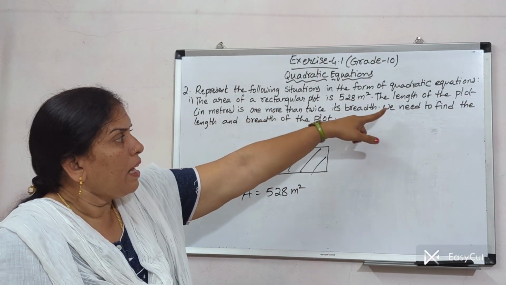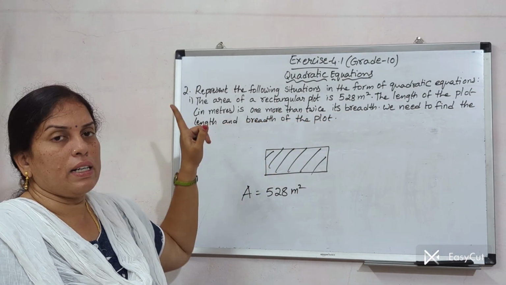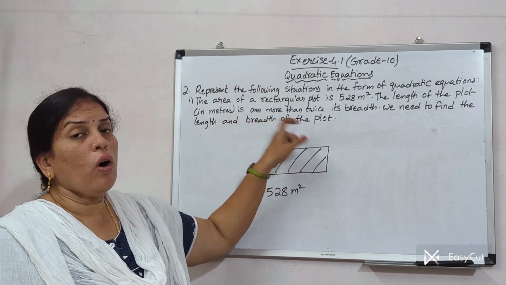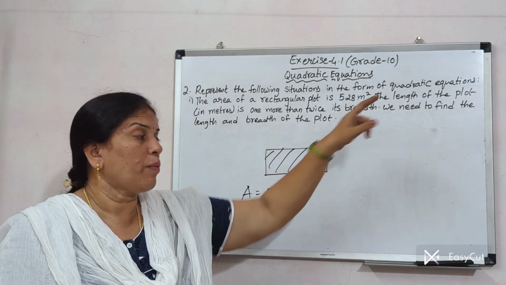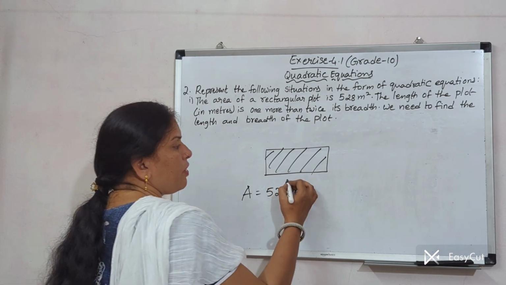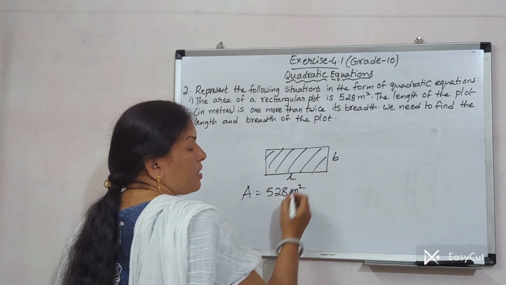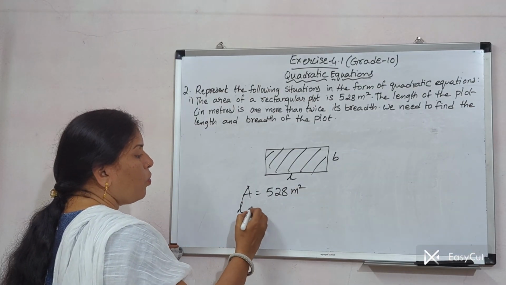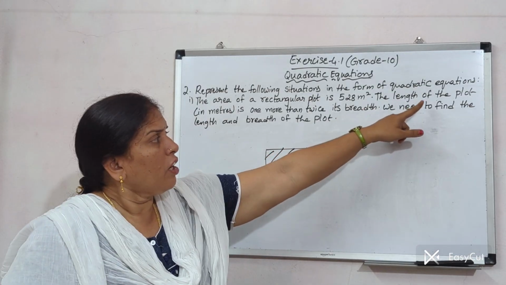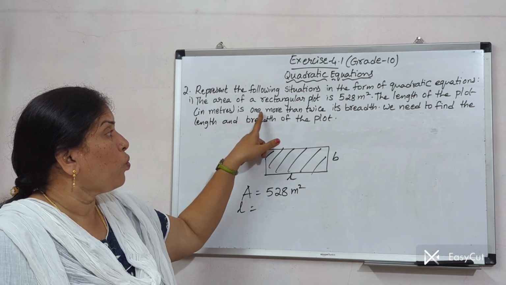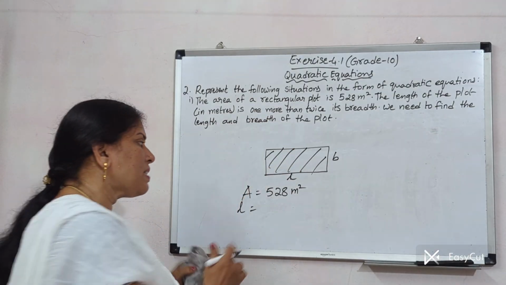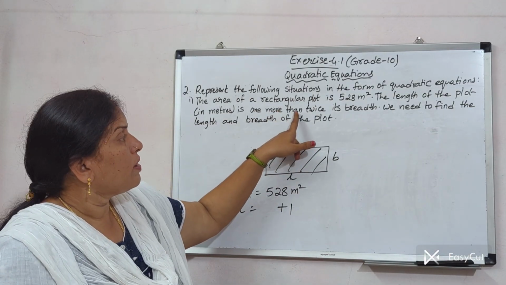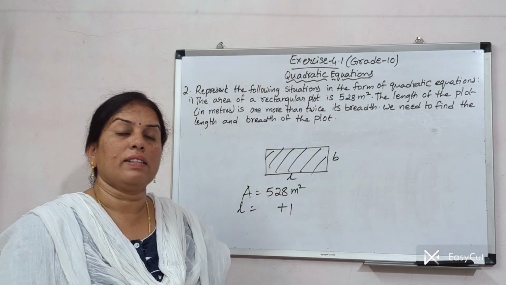Okay. The length of the plot in meters is 1 more than twice its breadth. What is the length of the plot? For this rectangle, length and breadth will be there. The longer side is the length, the shorter side is the breadth. For this length, what have they given? The length of the plot is 1 more. 1 more means plus 1. You must add 1.